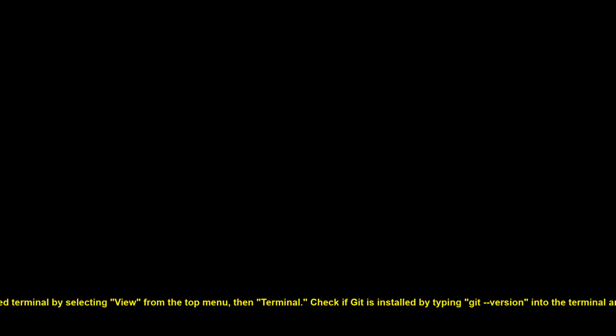Check if Git is installed by typing git --version into the terminal. If Git is not installed, download it from the official Git website and follow the installation instructions.